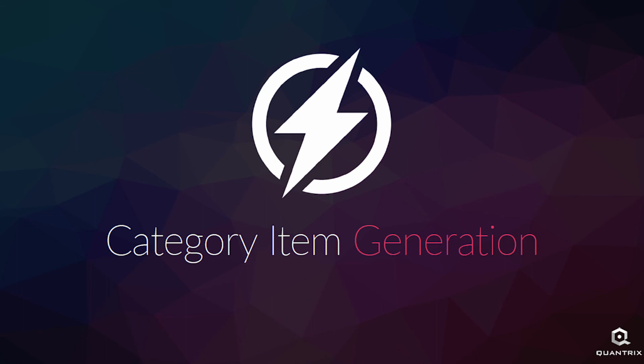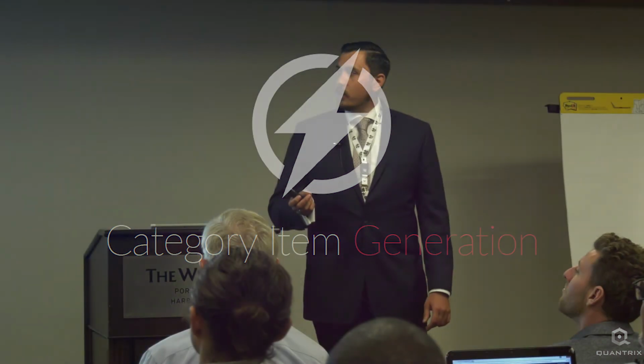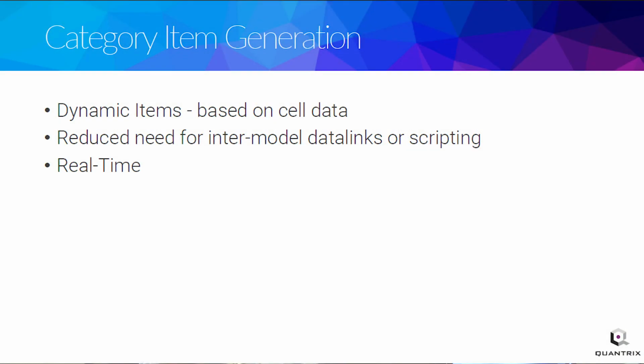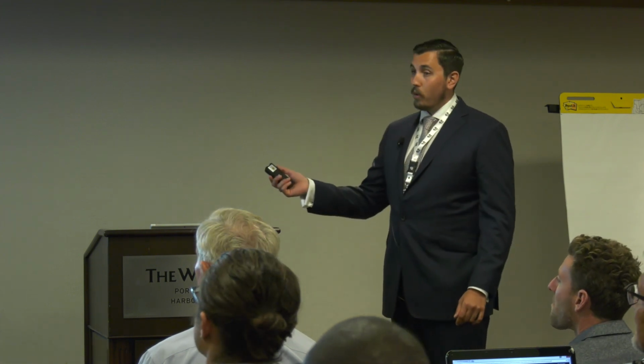So what category item generation is, it's dynamically creating items based on cell data. If you think about a model where you have a list of cell values, quite often you have to create something like an intra-model data link to turn those list of values into a unique list of item values within a category. You don't need to do that anymore. It's completely real-time and dynamic, and this reduces the need for scripting. So I'm going to give you an example here.